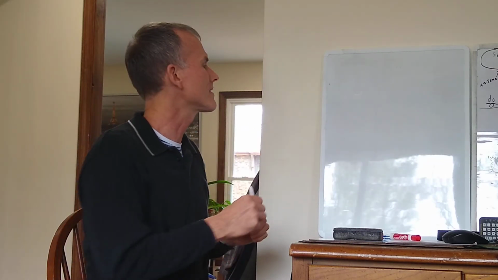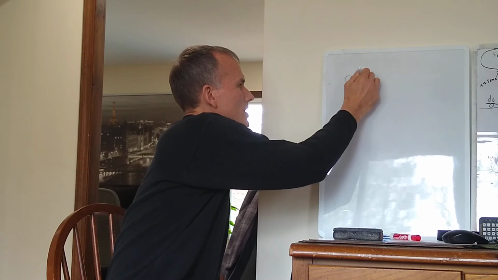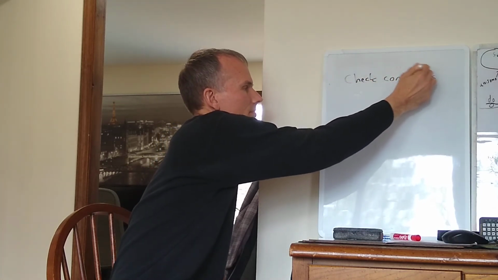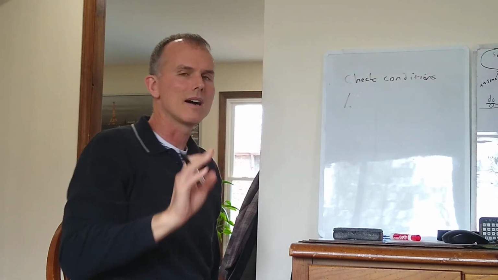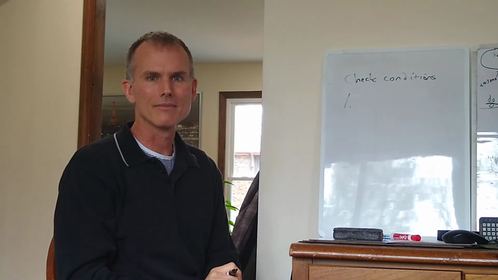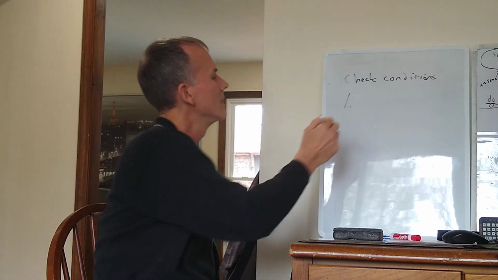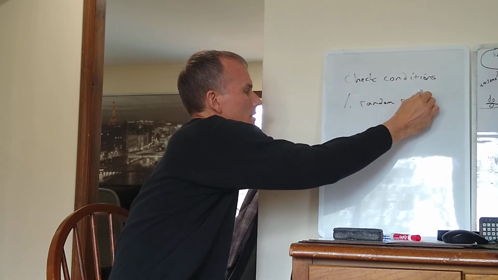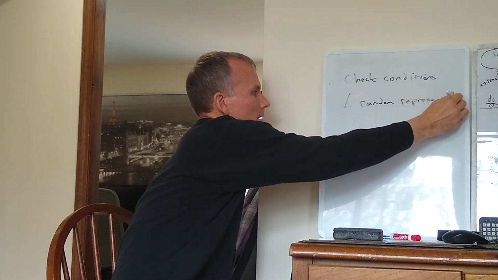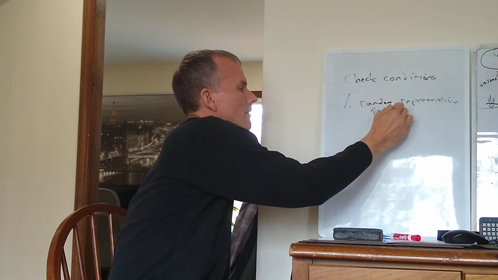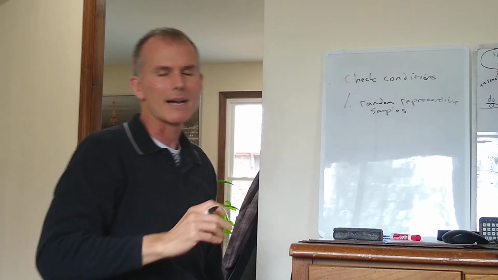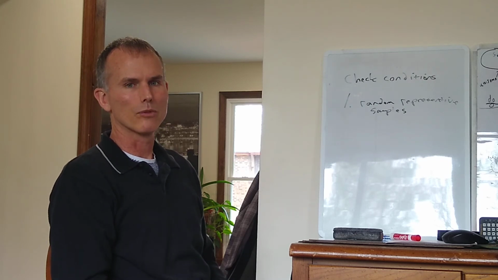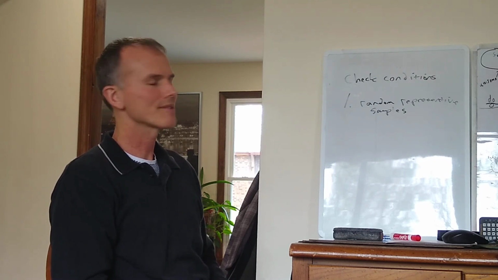And the conditions are these. So I'm going to write: check conditions or assumptions. One, each sample has to be a random representative sample. Okay, so I'm just going to write random from their respective populations.